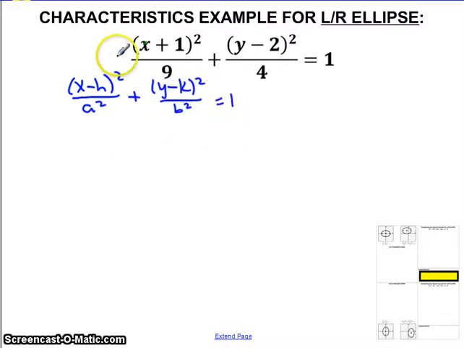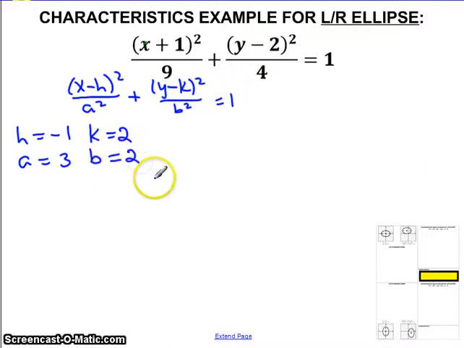All right, so easiest thing to do, of course, is to look at our x and y up here and figure out our h and k. So we've got h is equal to negative 1. We've got k is equal to positive 2. And we've got a squared is equal to 9, which means that a is equal to 3. B squared is equal to 4, and so b is equal to 2.